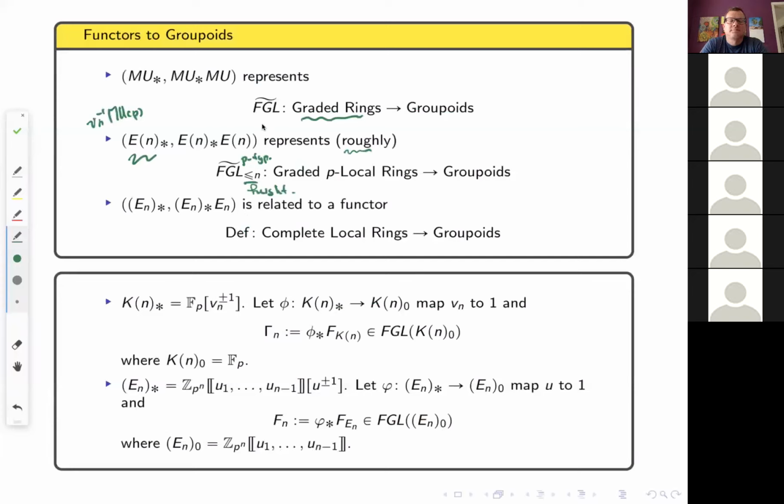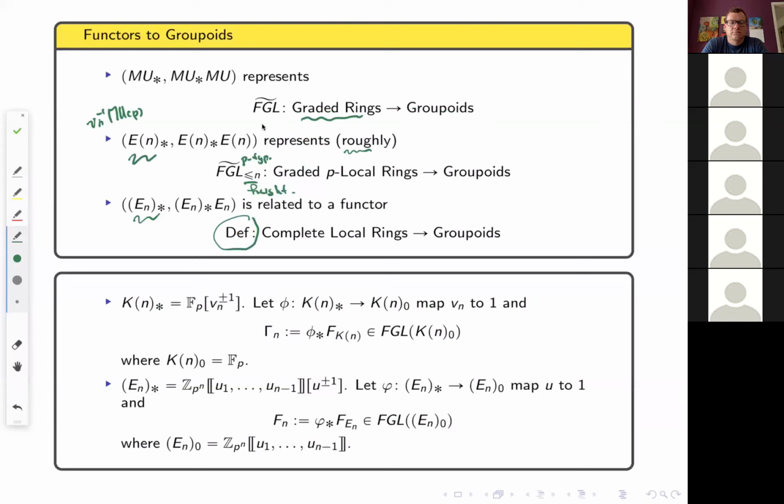All right, so what about E_n star? What about Morava E-theory? Well, it turns out this is related to another functor from rings to groupoids. I wrote Def here, and I'll explain more. It's related to a functor which takes a complete local ring and then associates to it certain deformations of a formal group law. So it's got a bit of a different flavor, but it fits into the same general philosophy. So let's see what that is.